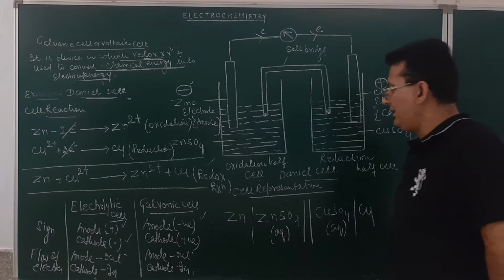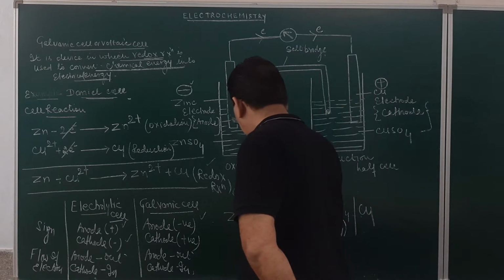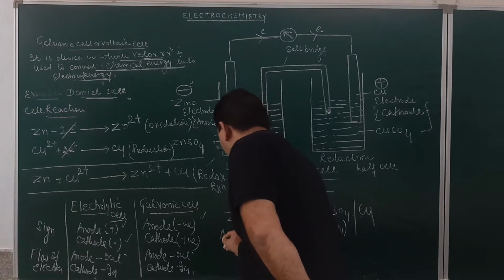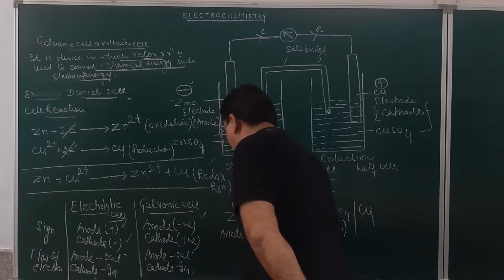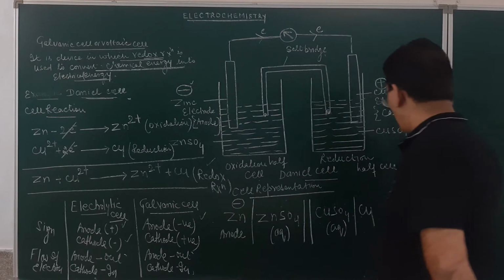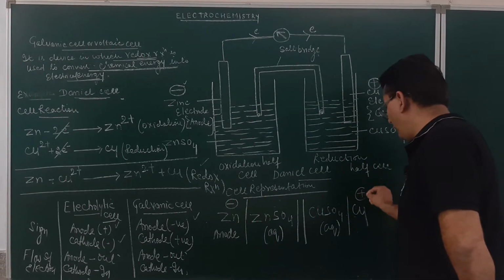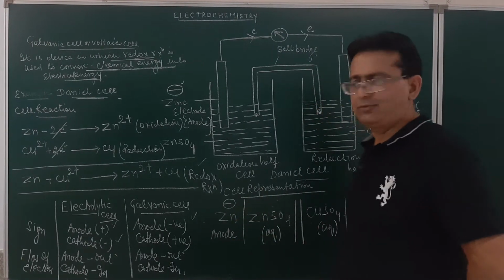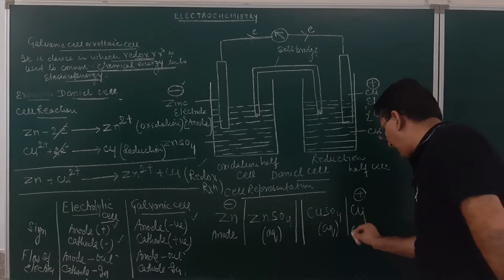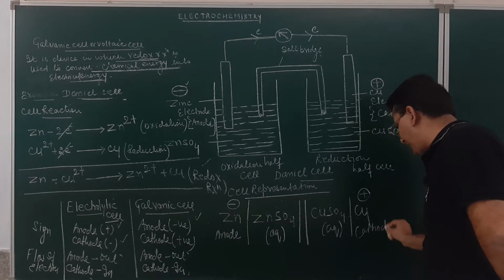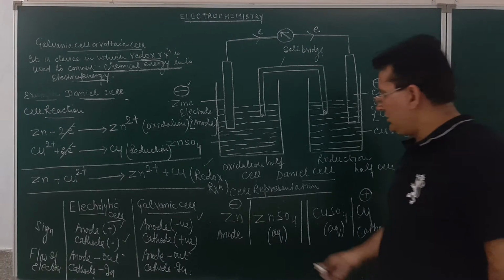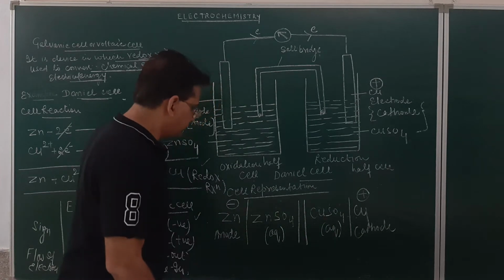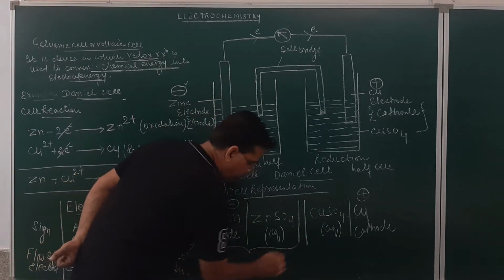Zinc is a negative electrode and will be acting as the anode. Am I clear? Copper is a positive electrode. Although zinc is the anode, it should be positive, but the sign convention as discussed in the last lecture is negative. And copper over here will be acting as the cathode, but it will be a positive electrode. So, in this half, zinc is being oxidized to the zinc 2 positive ion. So, this half cell is called the oxidation half cell.